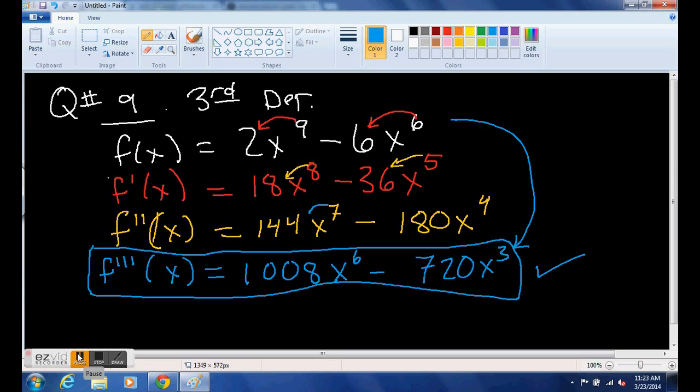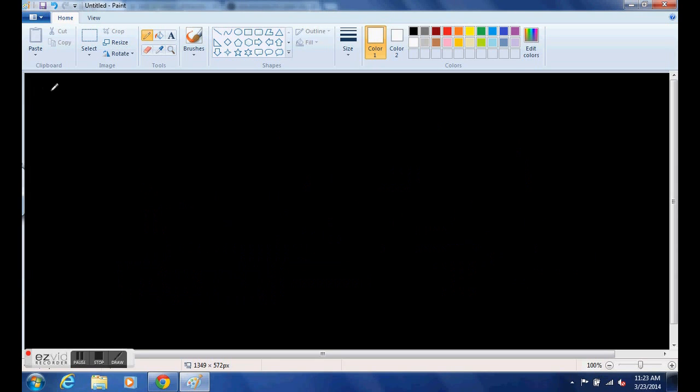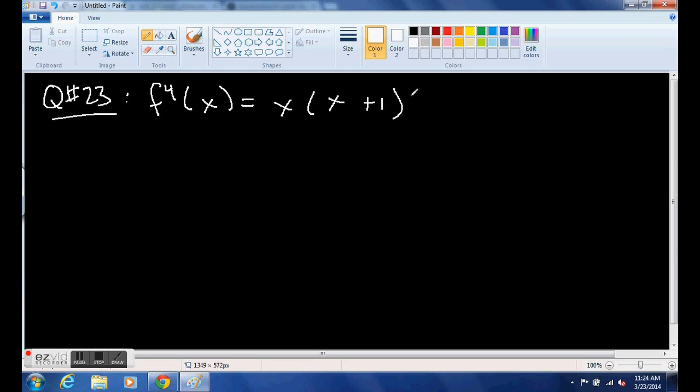Okay, here's another problem. Question number 23, it's a bit of a tangle. It's a little tricky, but I'm going to do it for you. So the book says f to the 4th, the fourth derivative of x, is equal to x times x plus 1 to the negative 1.